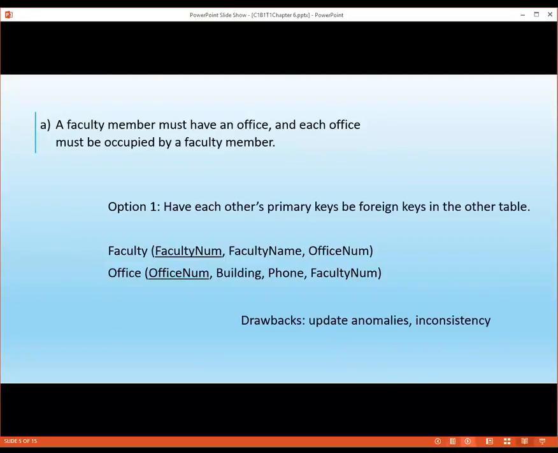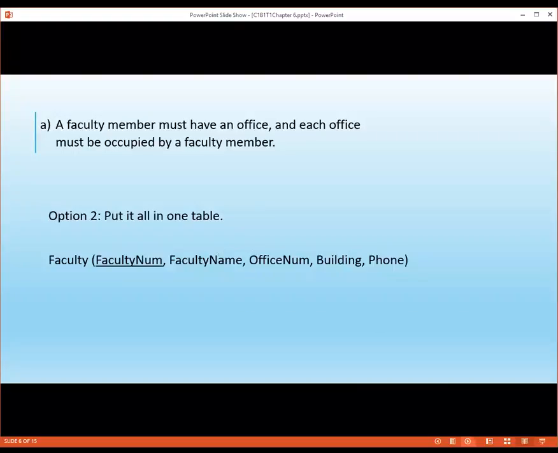The problem is that the more you replicate in a database, the more the information is repeated, the more likely you are to have update anomalies or inconsistency in your database. Option 2, you could put it all in one table. So you could have one table, faculty say, and you could list the faculty number and still have that be the primary key. You could list that faculty's name, their office number, the building, and the office phone number right there. That would be a great solution for a one-to-one relationship.